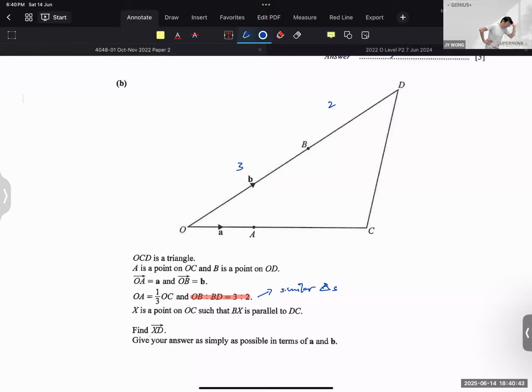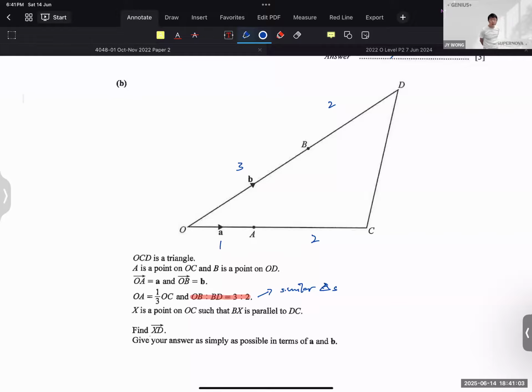Anyway, OCD is a triangle. A is a point on OC, B is a point on OD. OA equals to a, OB equals to b. OA equals to 1/3 OC. That means this is 1, this is 2. Don't label the wrong number of units. It's not 1, 3, it's 1, 2. AC is 2.